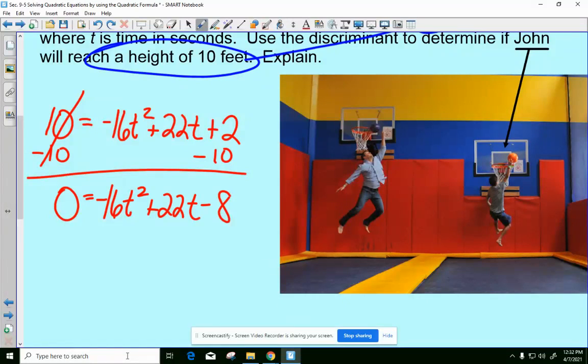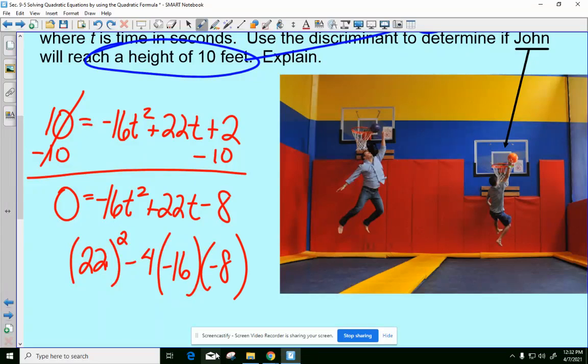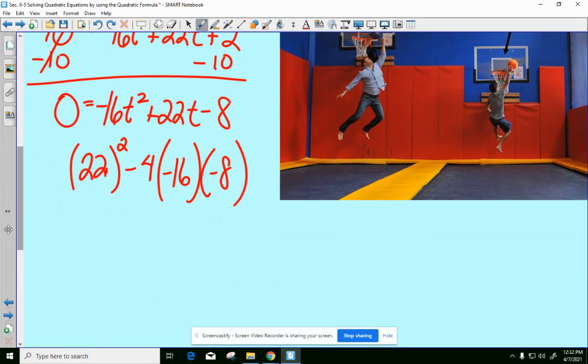So b squared minus 4 times a times c. Does that result come out to be positive, negative, or 0? Because that tells me what John's able to do. I have no idea what 22 squared is. I have no clue what 4 times 16 times 8 is. So you're going to need to help me. Can you give me 22 squared? Actually, I probably know that.